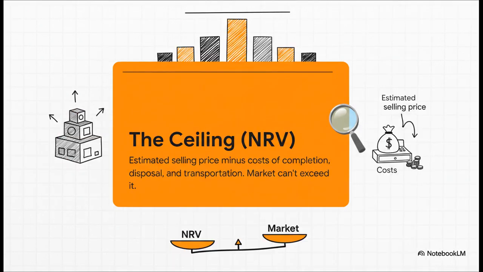So let's talk about that ceiling. The ceiling has a name, net realizable value, or NRV. And honestly, the easiest way to think about NRV is as the inventory's true cash value. It's what you think you can sell it for, minus any costs to finish it up, sell it, and ship it out. It makes total sense, right? The market value can't possibly be higher than what you can actually pocket in the end.